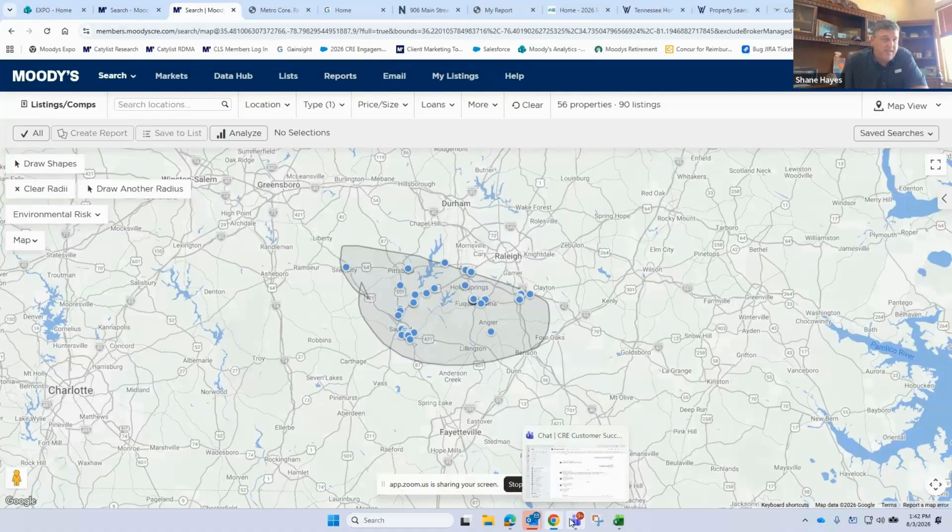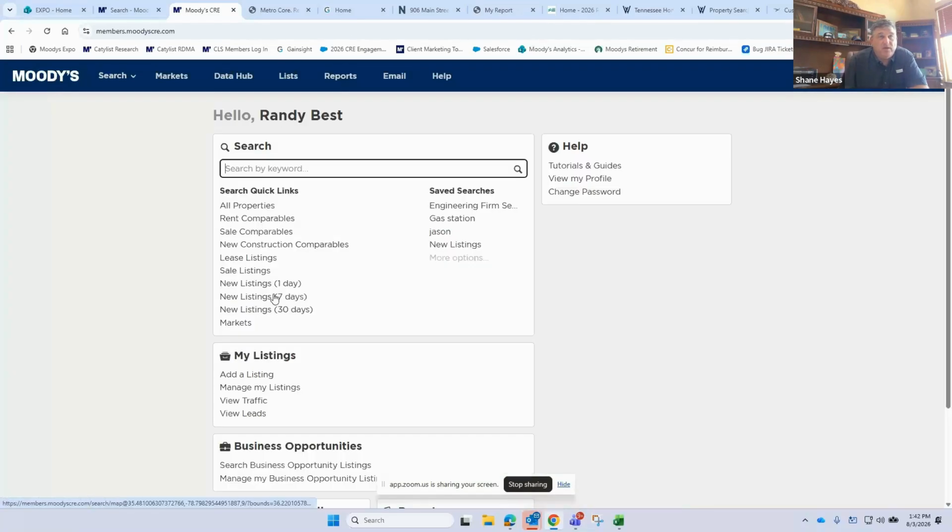So a lot of the banks are going to have a version of this service. It just won't have the broker tools. So it won't have the ability to add listings and send broadcast emails, needs and wants, all those broker tools that you might use on a daily basis. We stripped all that out, but it does have all the analysis.